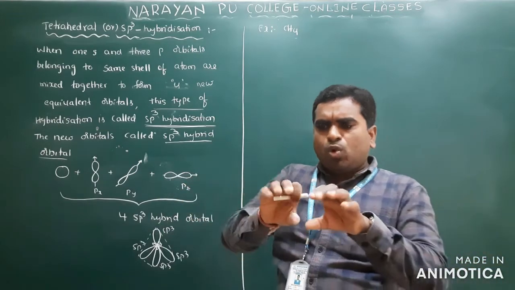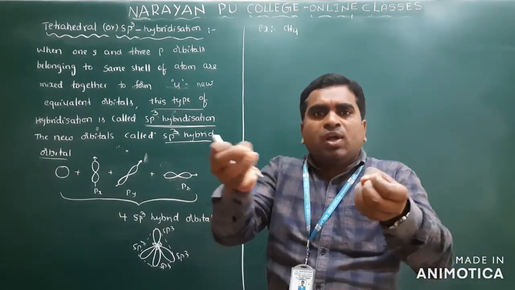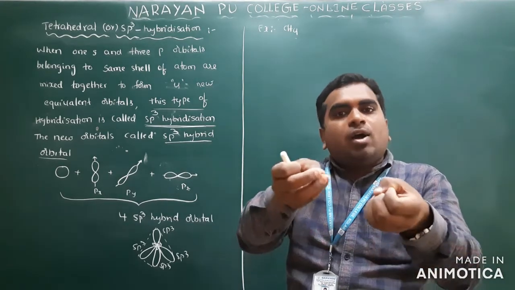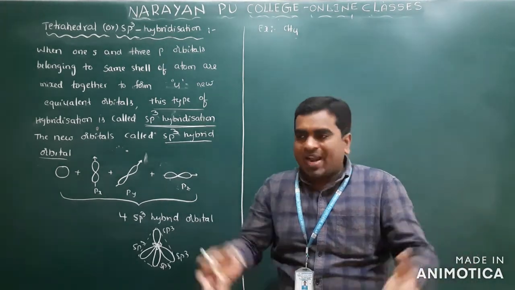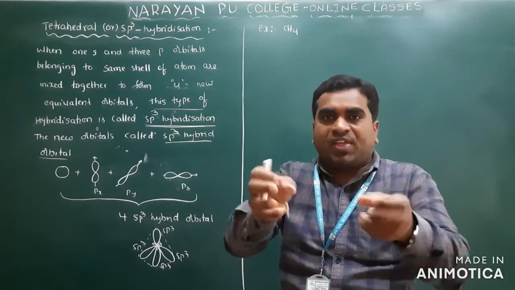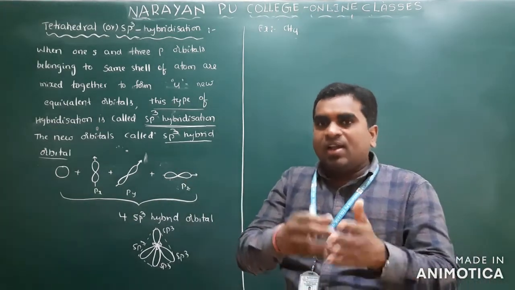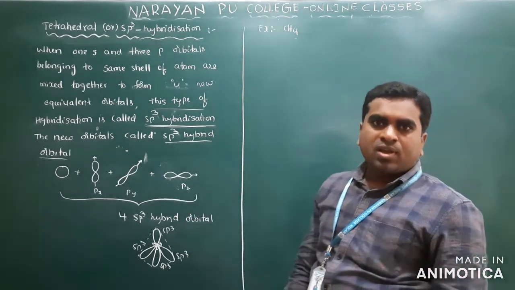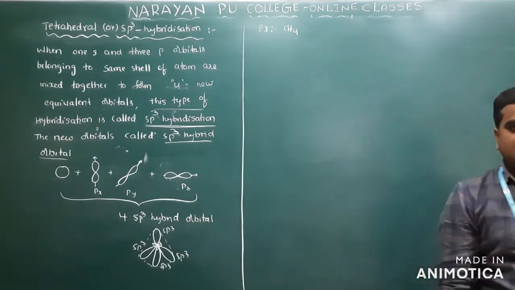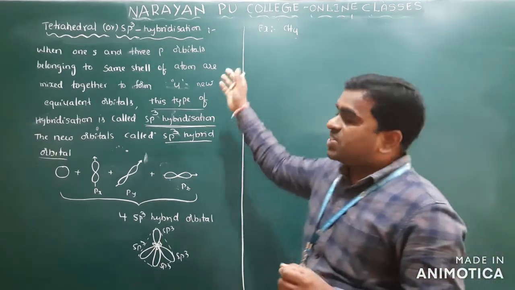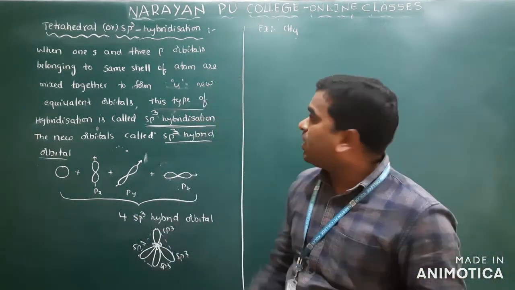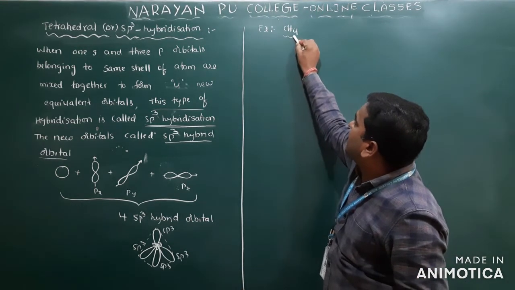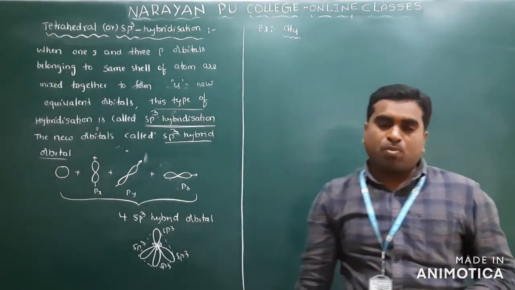So if you don't take hybrid orbitals and simply overlap, it means simple atomic orbitals are involved in the bond formation, and atomic orbitals are overlapped together. Then it fails to explain the shapes of many molecules. So that's why the hybridization concept has been introduced. Clear? This hybridization concept explains the shape of the CH4 molecule very clearly.